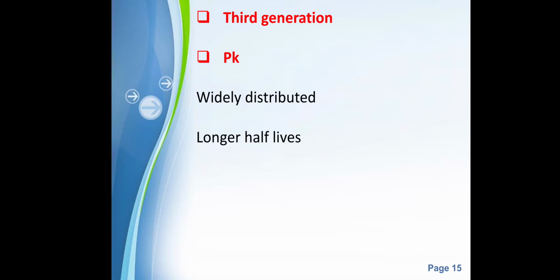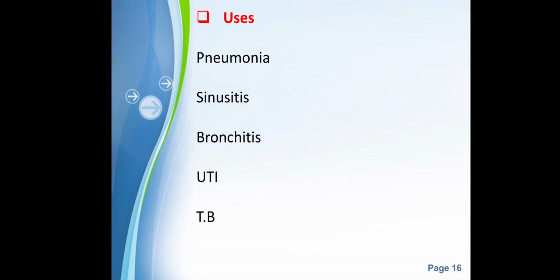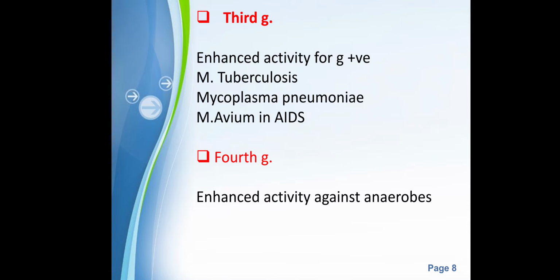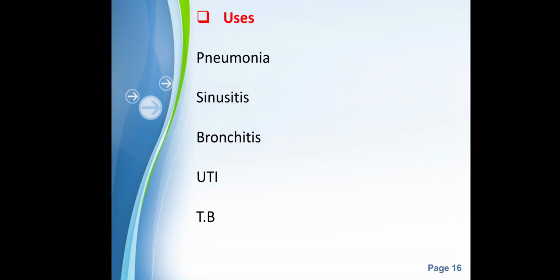Third generation, they are widely distributed. You have seen the distribution of first generation was limited to GI tract, genitourinary tract, respiratory tract, but compared to that third generation is widely distributed and has longer half lives. Uses, again pneumonia, sinusitis, bronchitis, UTI and TB. Now you will see the spectrum again. In spectrum, enhanced activity for gram positive, that's why respiratory tract infections are there, plus tuberculosis, plus Mycobacterium avium. So in tuberculosis this third generation is widely used. Okay, so pneumonia, sinusitis, bronchitis, UTI and TB.